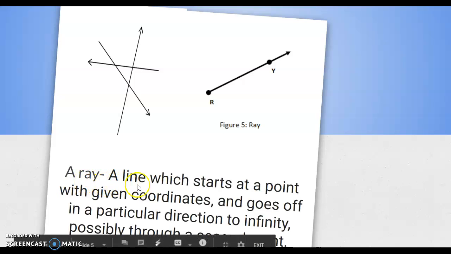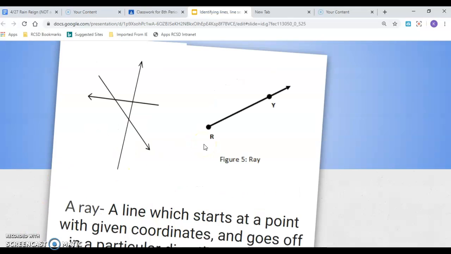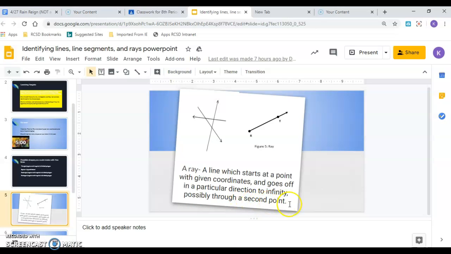A ray is a line which starts at a point with given coordinates and goes off in a particular direction to infinity, possibly through a second point.